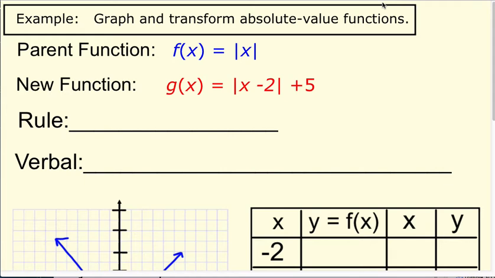We're going to have a transformation. We're going to have two transformations. So our parent function is f of x equals the absolute value of x. That's the parent, the blue. Now we want to think about the child in the red. What are the transformations that are happening?